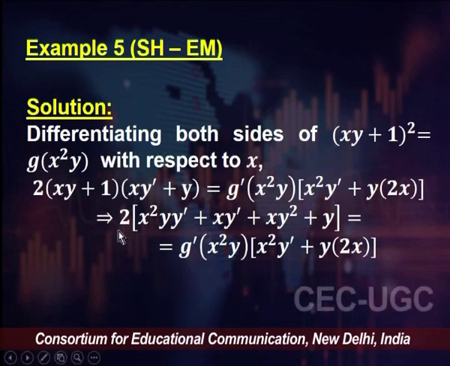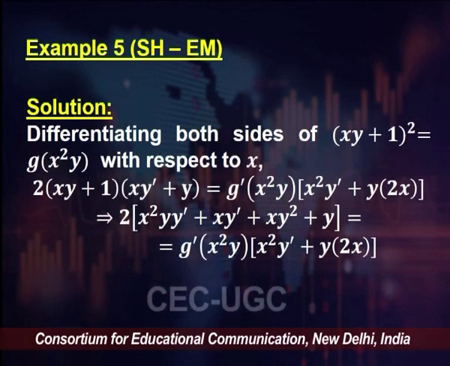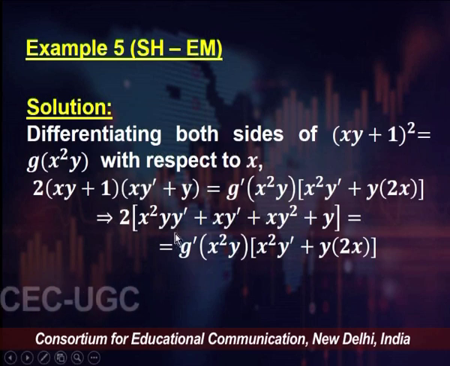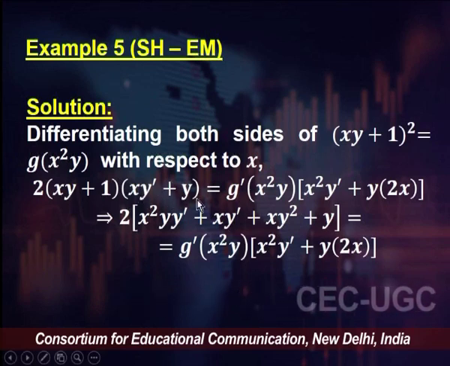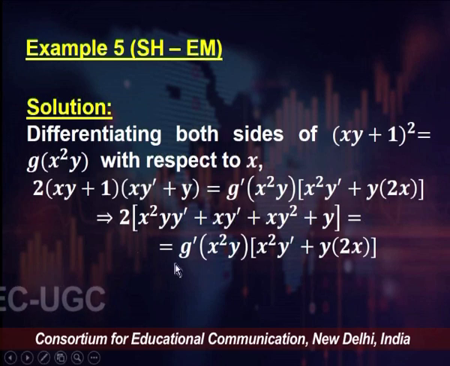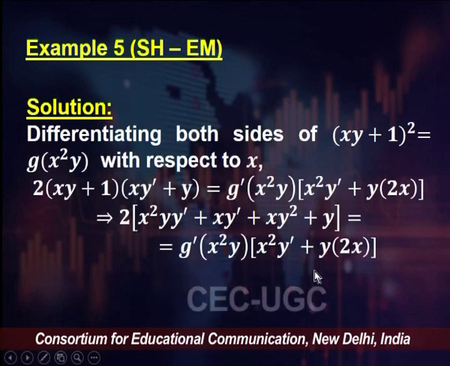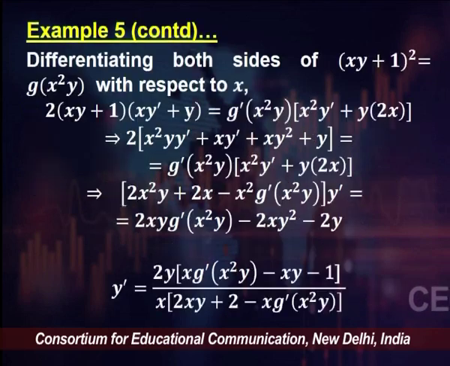So let's just simplify this a little bit. Let's just get the algebra in place. So I can take 2 common here and open up the brackets on the left hand side. So I have x squared times y prime plus xy prime, plus xy squared plus y when I open up the brackets on the left hand side with the 2 outside. And on the right hand side I have g prime of x squared y times x squared y prime plus 2 times xy, the same thing as what you have in the previous step.